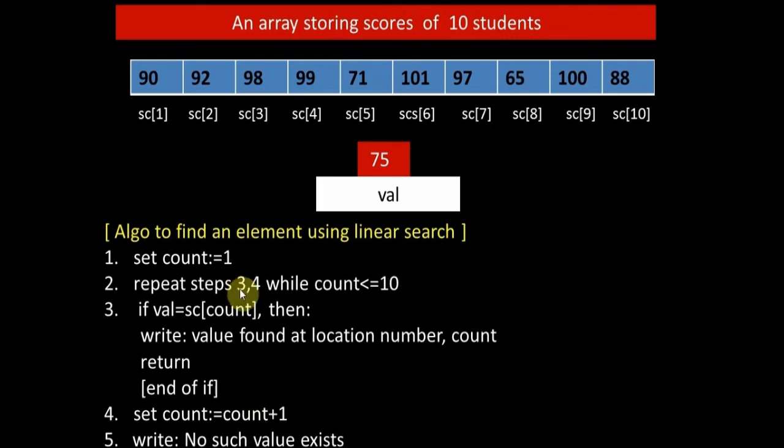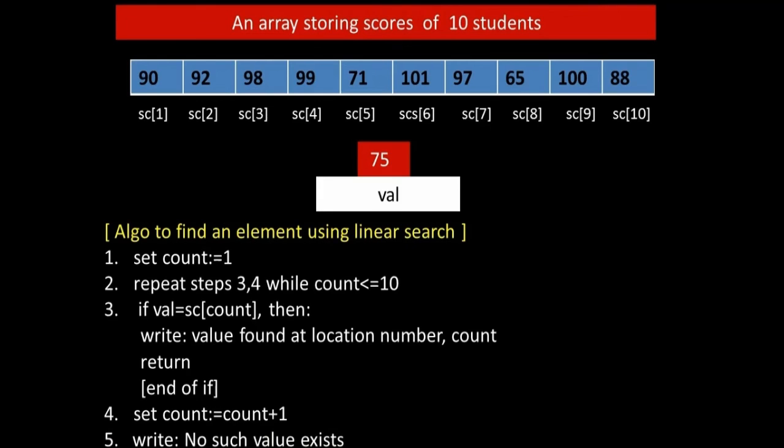Again it will go up to the beginning of the loop and the condition would be falsified because the value of count has reached 11, whereas our condition says while count is less than or equal to 10. So that means the condition has become false, the loop will break, and of course when the loop breaks, the control will come to step number 5. And on step number 5, there is no need to make any check. We will simply write no such value exists. So that means we were unable to find the value. And after that, the control will return back to the calling algorithm.